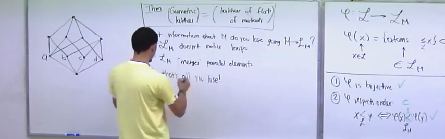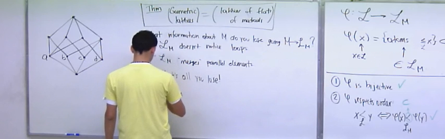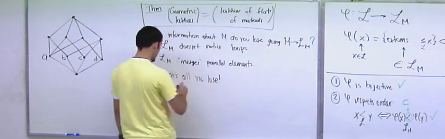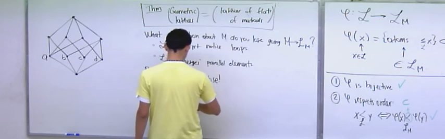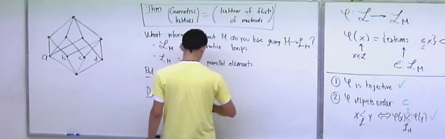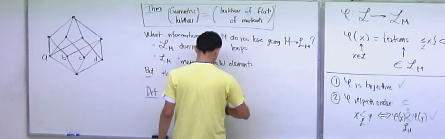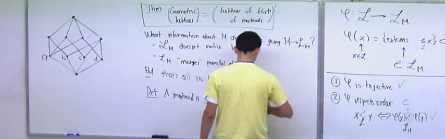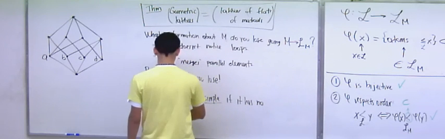And so, definition: a matroid is simple if it has no loops or parallel elements.